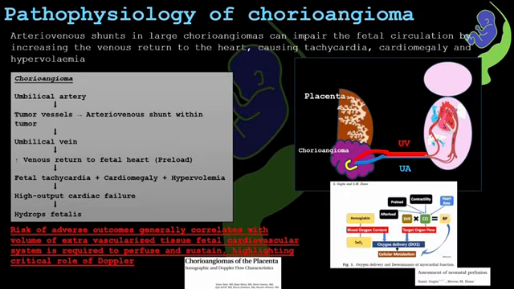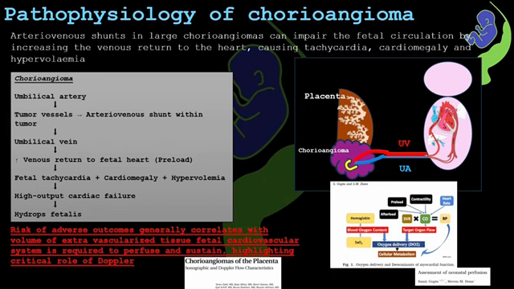Now, understanding the pathophysiology of chorioangioma will guide in looking for evolving complications. What happens here is the blood from the umbilical artery enters the tumor, passes through the abnormal AV shunts within the tumor, and then drains back via the umbilical vein into the fetal heart. This creates two simultaneous challenges for the fetus.